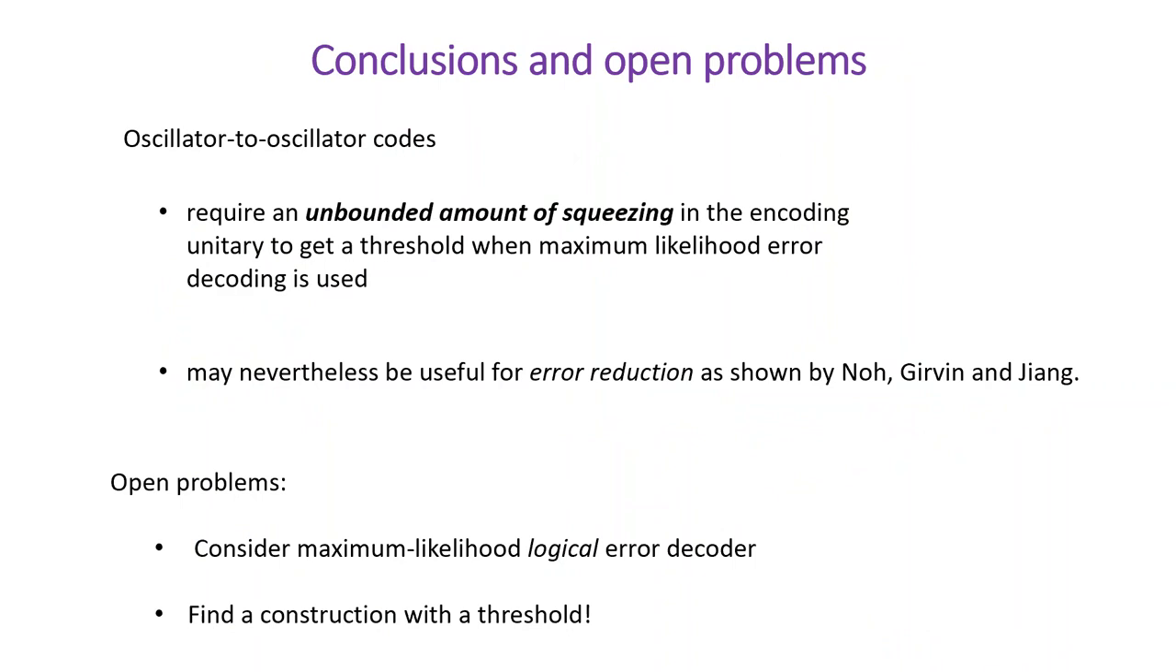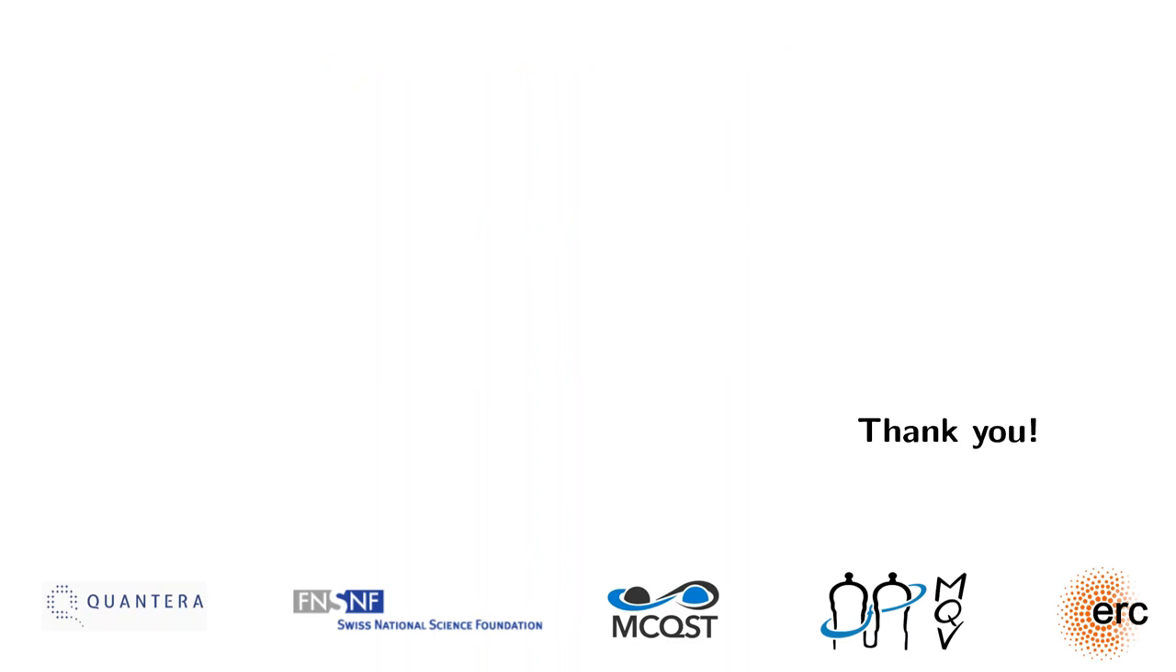Finally, let me mention two open problems. Our results are restricted to maximum likelihood error decoding, a natural and efficient decoding strategy. We don't expect our conclusions to change much if we consider other decoders, such as, for example, maximum likelihood logical error decoding. But this is an open problem. Finally, and most importantly, one may ask if a threshold can be achieved with a different construction yet to be discovered. Thank you for your attention.